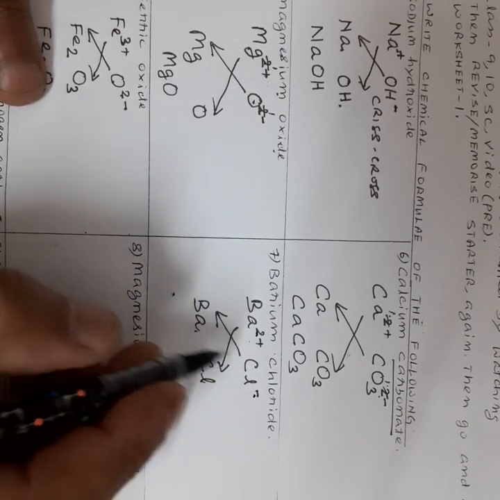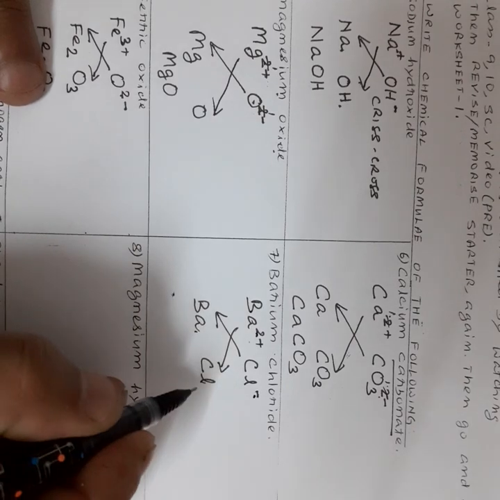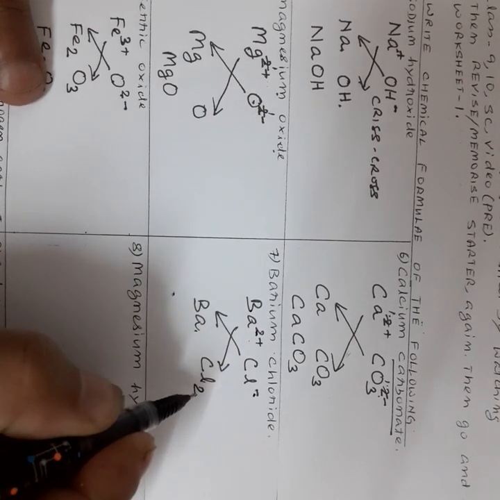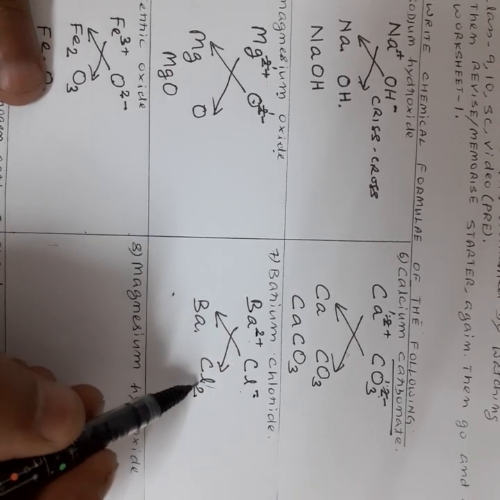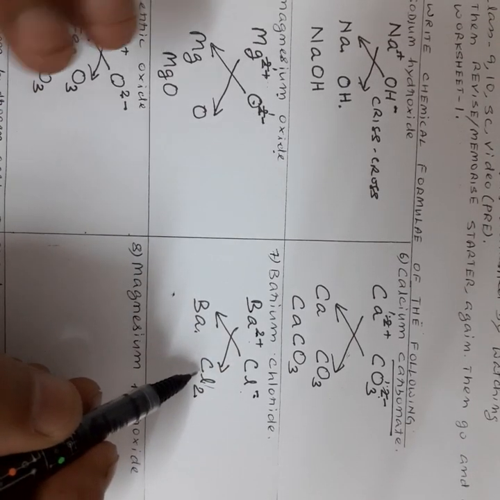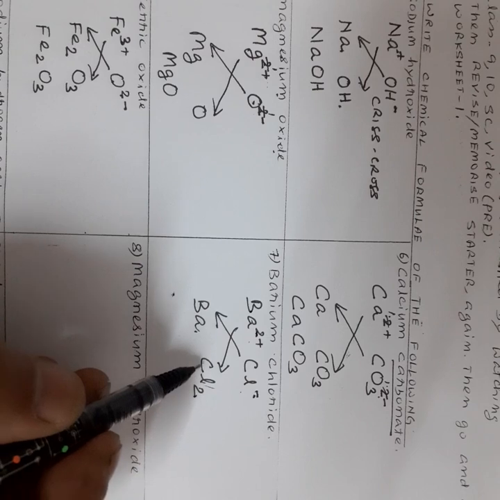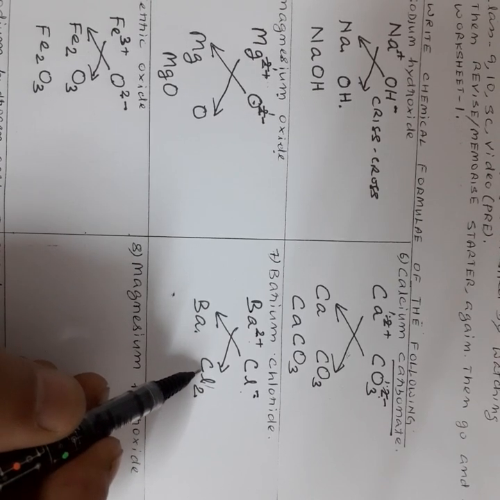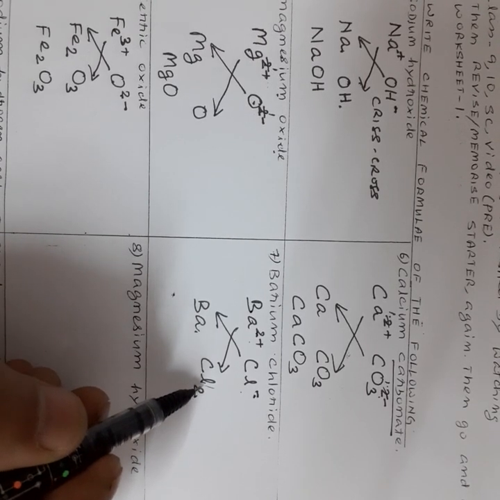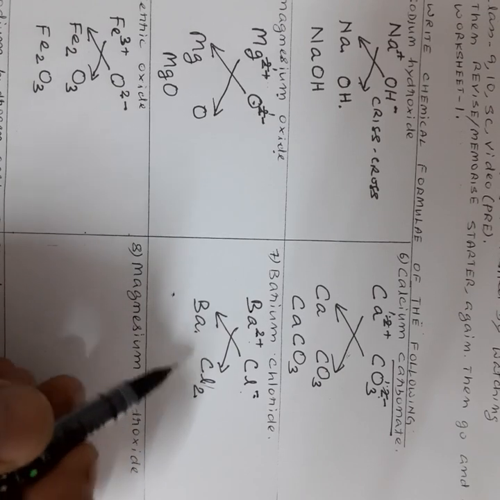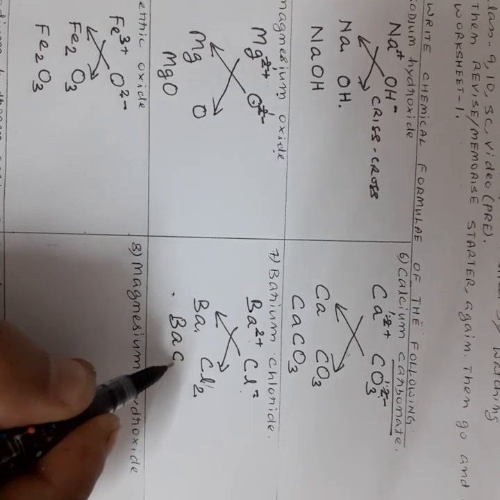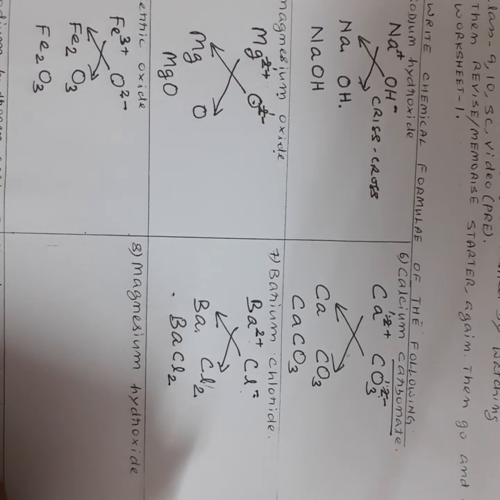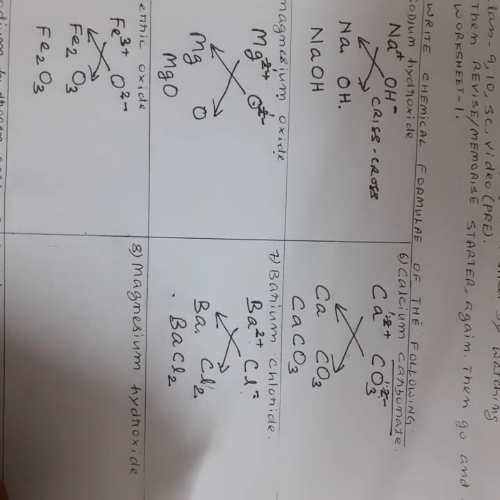1 need not be shifted, but this 2 at the top of Ba will go to the lower backside of Cl, but there will be no bracket because Cl is a simple ion, meaning it contains only one type of atom. Cl represents only one type of atom, that is chlorine atom. So in such cases, we don't put bracket, okay? So the formula will be BaCl and 2 at the bottom of Cl, BaCl2.